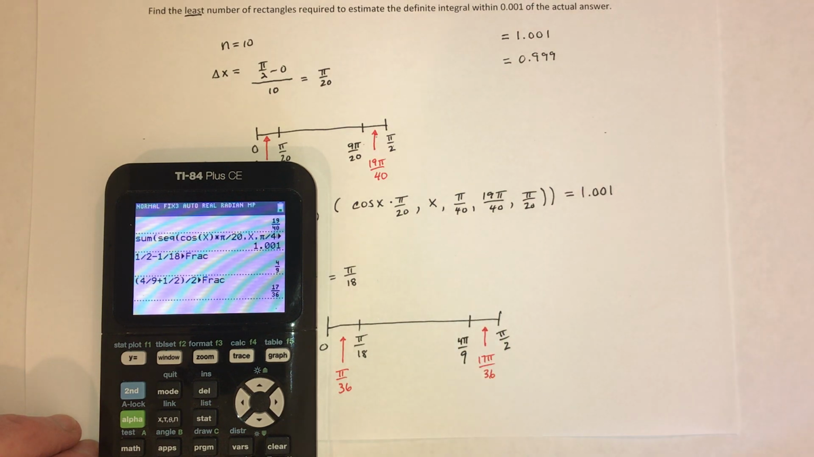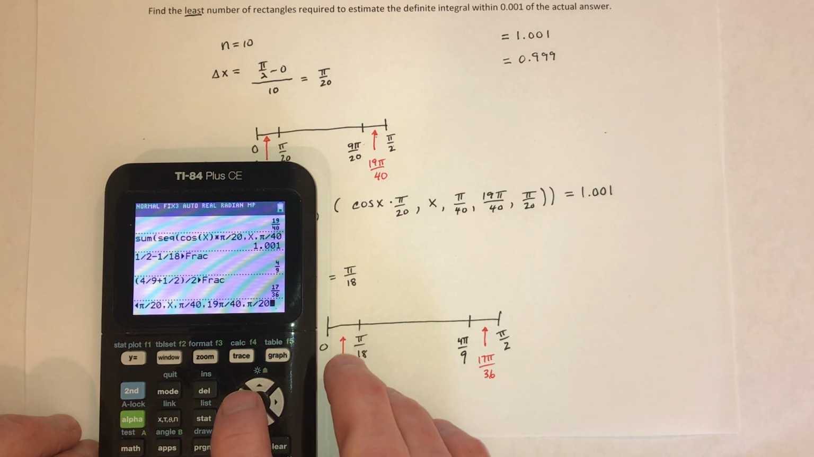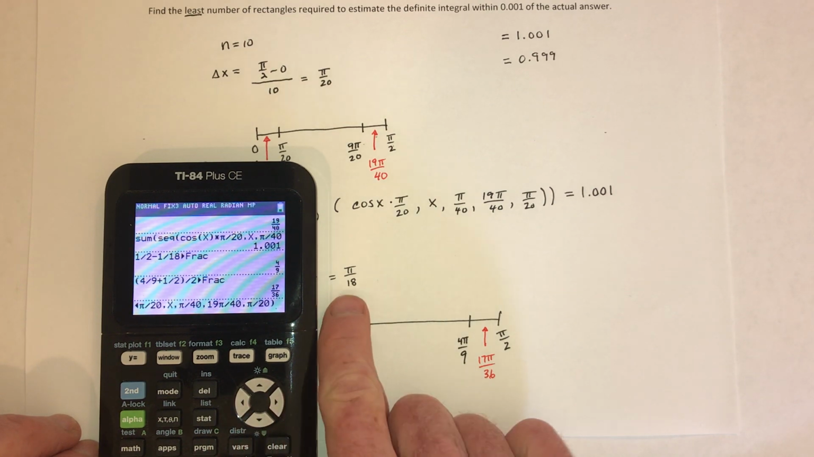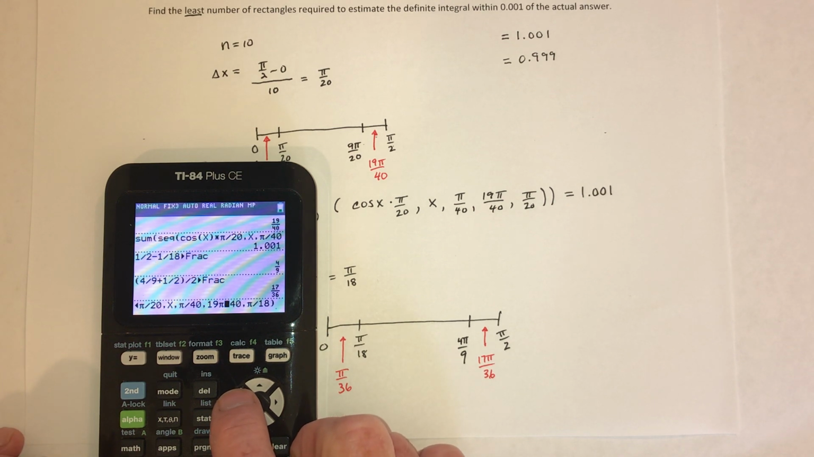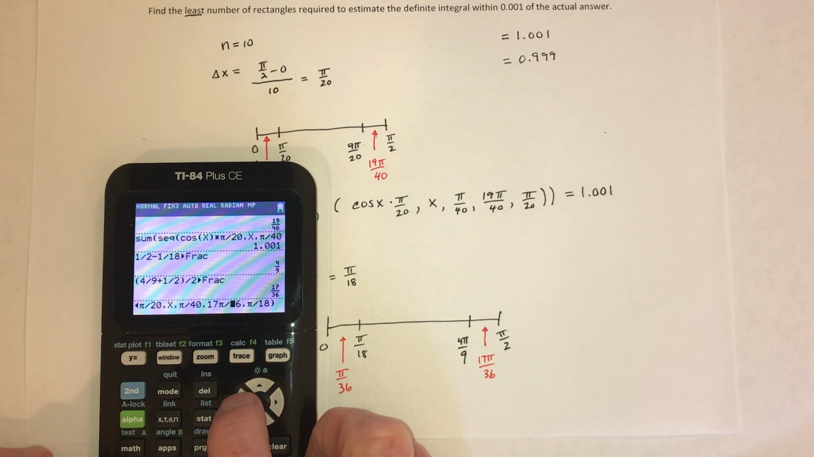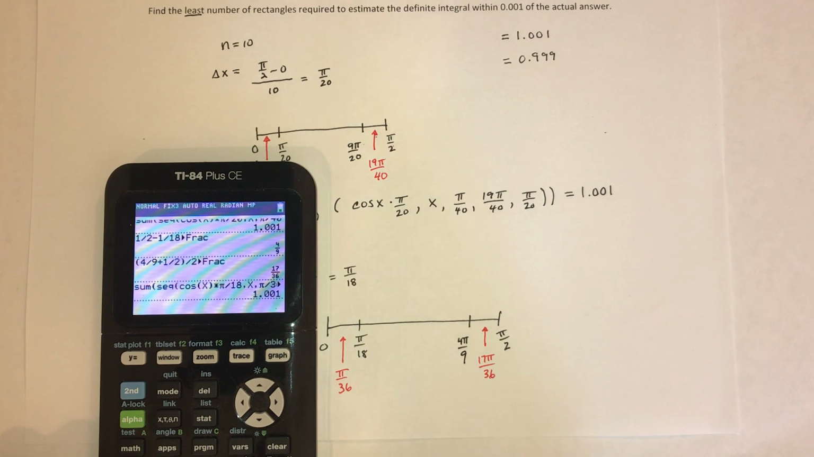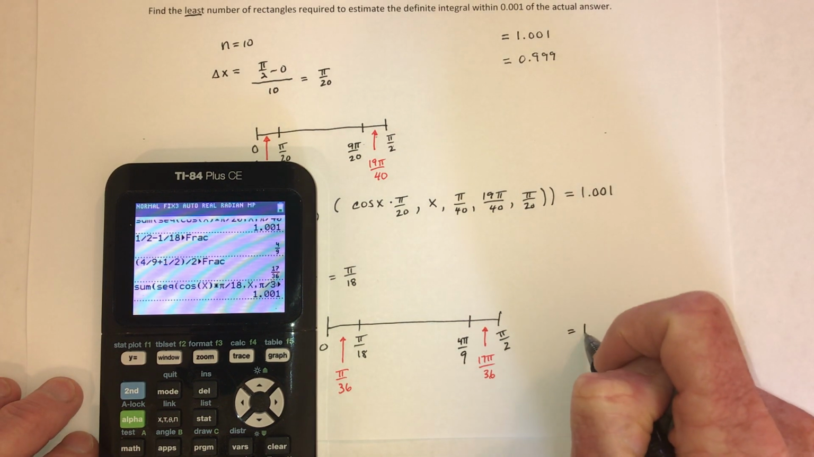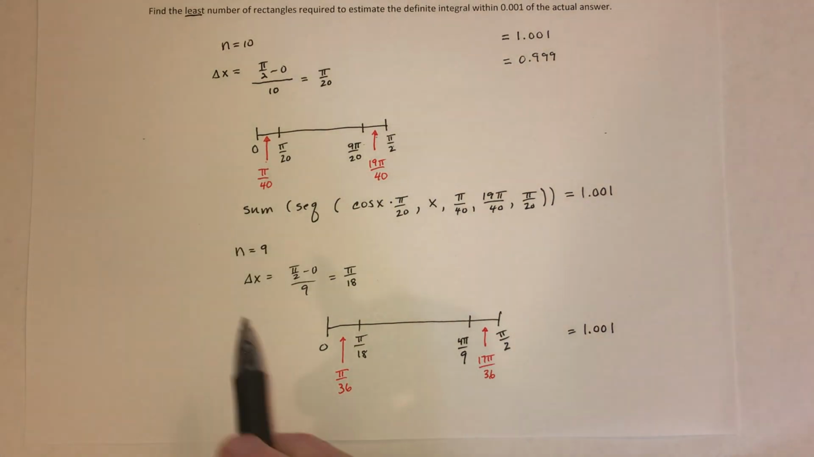So it's going to basically be the same thing, except I just need to change a few of these numbers. So instead of retyping it, I'm just going to screen grab that. And this needs to be changed to pi over 18. This needs to be changed to 17 pi over 36. This one is pi over 36. And this one is pi over 18. And then the answer is still 1.001. So that's with 9 rectangles.